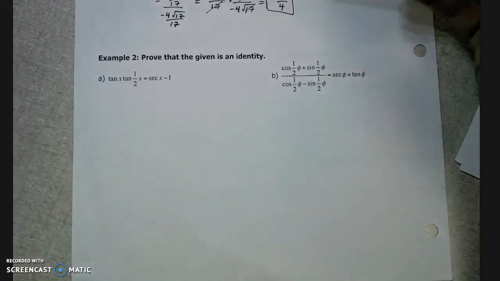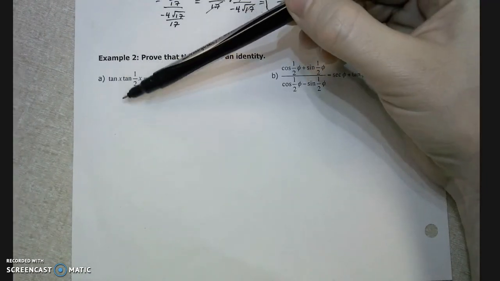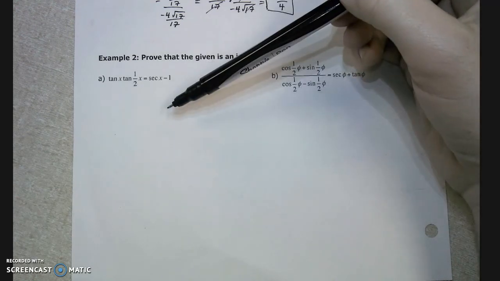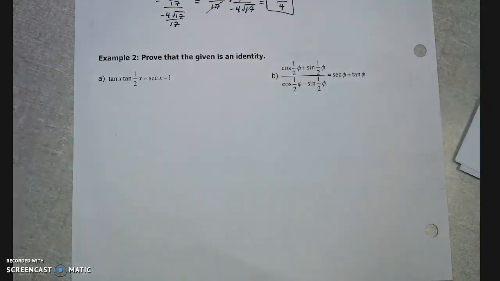In lesson 3.5 example 2, we're proving the identity. So this is where you want to pick one side to start on, and you want to manipulate it using your trig identities and algebra to look like the other side. You can only work on one side. You cannot go back and forth on either side of the equal sign.